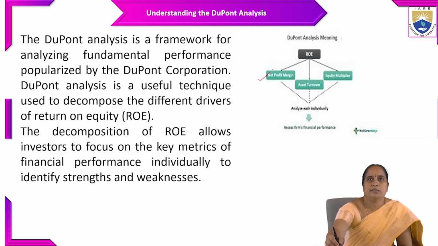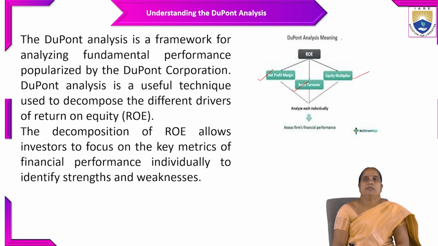One is net profit margin, the second is the asset turnover ratio, and the third is the equity multiplier. With the help of these three, the company can analyze each of these components individually, and as a result, they can also collectively assess the firm's financial performance.